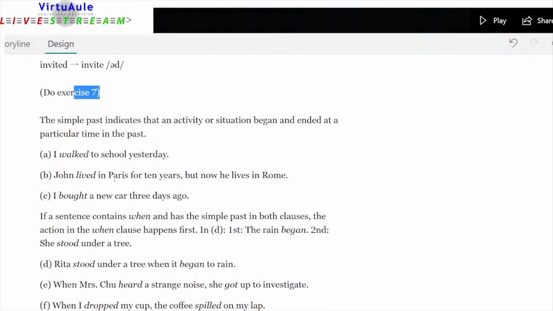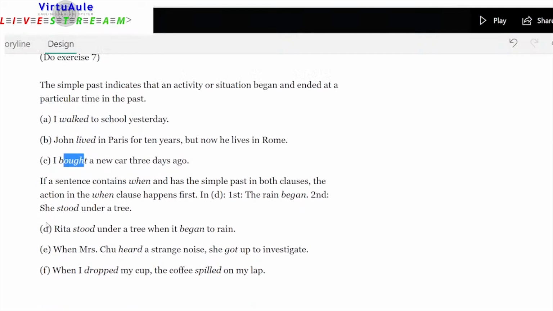The simple past indicates an activity or a situation that began and ended at a particular time in the past. A. I walked to school yesterday. That's finished. B. John lived in Paris for 10 years, but now he lives in Rome. That's really finished. C. I bought a new car 3 days ago. 3 days ago has no connection with today. I bought it, and that's the end of the story.